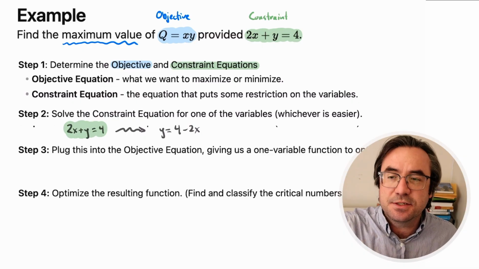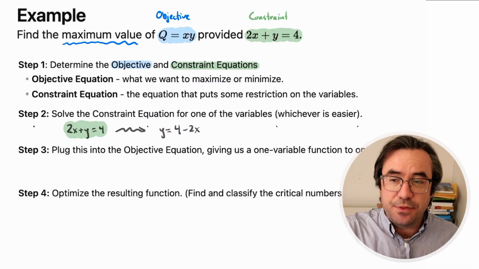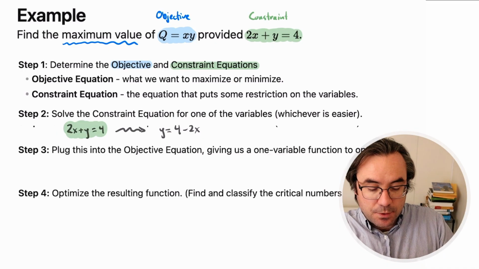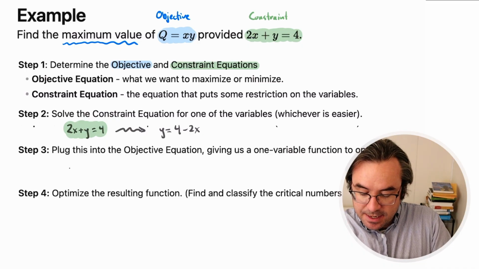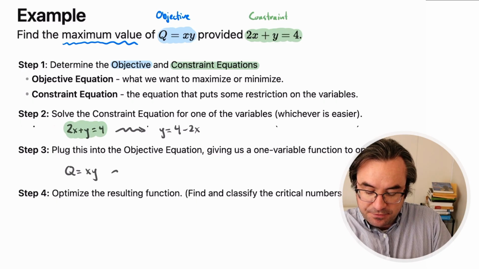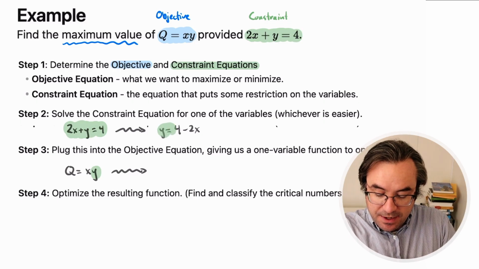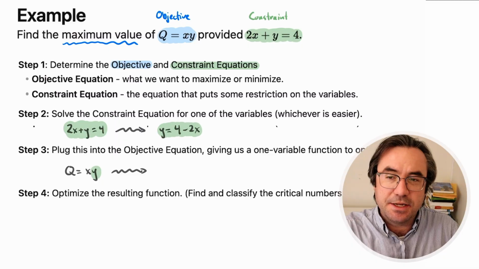Sometimes you might solve for x. In this case, we're solving for y. All right, so what are we going to do with that? Well, we're going to take that result, and in our third step, we're going to plug that into our objective. So wherever I see a y in my objective, I'm going to replace that with what we just found, y is equal to 4 minus 2x.